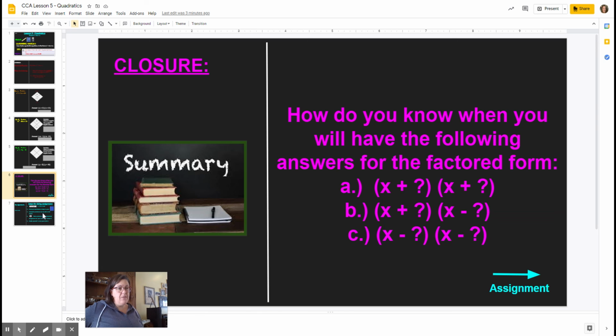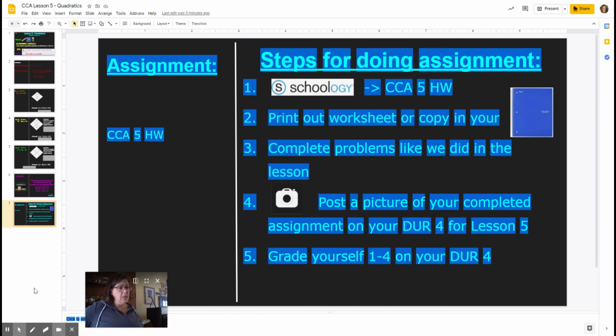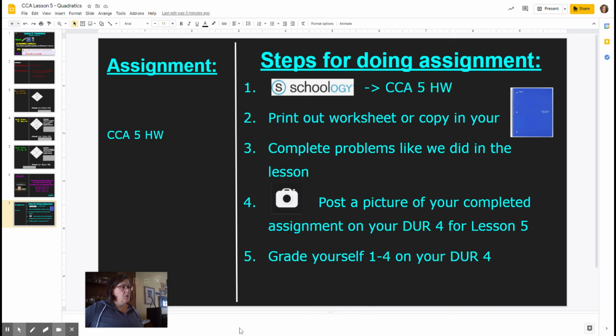All right, when you have that, you can flip over to Schoology. You might need to refresh your screen. You're going to look for worksheet number 5. And you can either print it out or write down the problems in your math notebook like we've been doing. Take a picture and put that in for lesson 5 on your DUR.